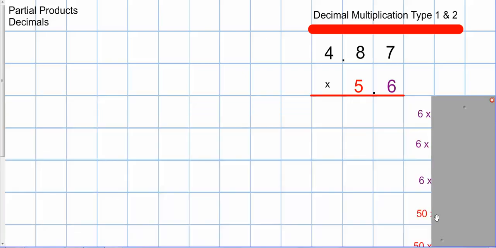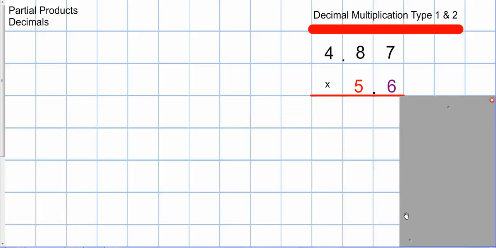Here we have decimal multiplication, types 1 and 2. This time we're using partial products. So again, what I'm doing is I'm multiplying the expanded form of the numbers. So my first one is going to be 6 times 7, which gives me 42.